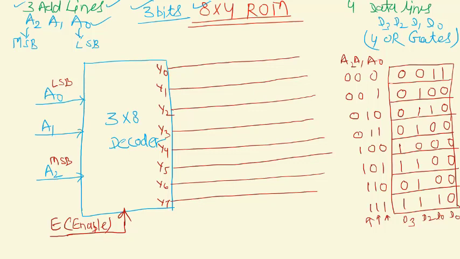And how to design it? Suppose whenever A0, A1 and A2 are 0 0 0, only Y0 will be 1, and the rest, Y1, Y2, Y3, Y4, Y5, Y6, Y7, will be 0. So it means on this line you will get 1, and on all the others you will get 0 0 0 0 0.